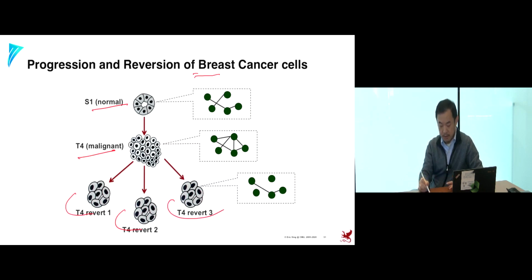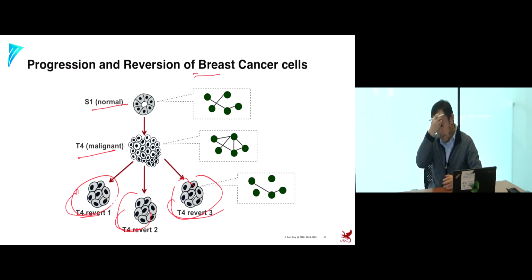But this reversion was only from a pure morphological kind of observation. You put the cell under a microscope, they look normal. Are they really molecularly normal? It is not known. So she basically gave us a problem: can we use network inference to determine whether those cells, which are morphologically normal after drug treatment, are really normal in terms of their gene expression networks?